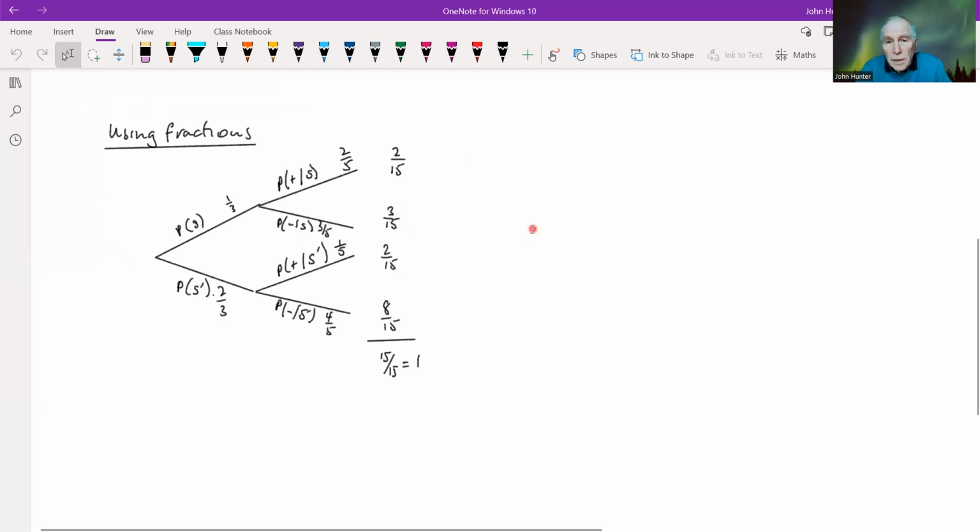Okay, so that is all we need to say at this stage about probability trees. We will come back to these, but I think that's all we need to do at the moment. So hopefully that's useful.